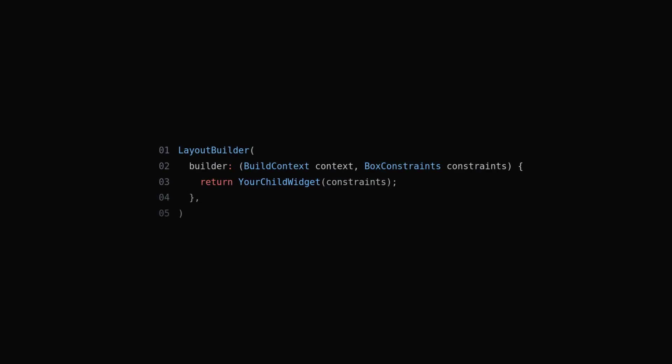To use it, you would just wrap your specific widget with a Layout Builder. From that, you will get the constraints to then decide in the child what to do with those constraints.